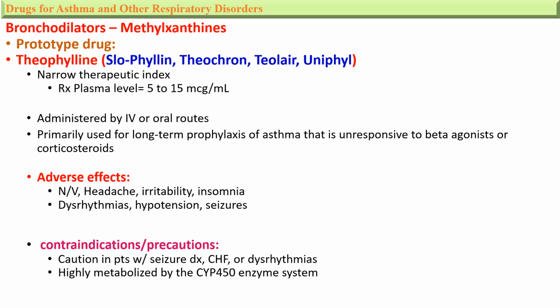So theophylline has a narrow therapeutic index, and the therapeutic plasma level should be between 5 and up to 15. The adverse effects are unlikely to occur until the level is over 20.